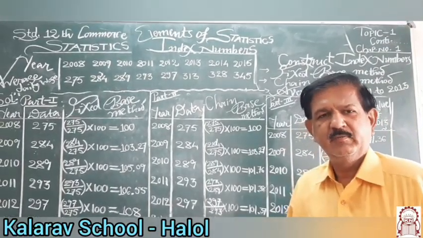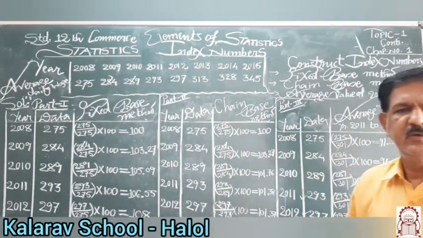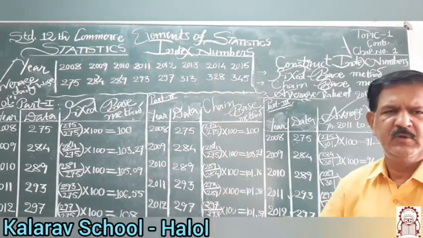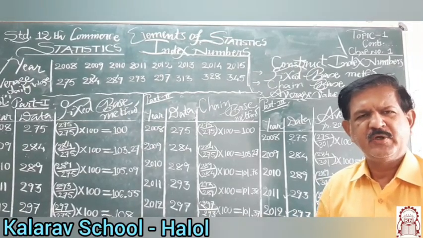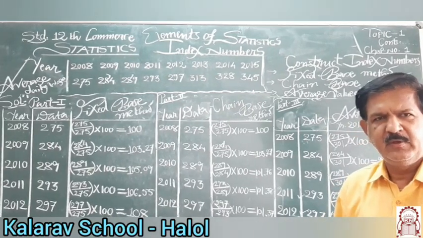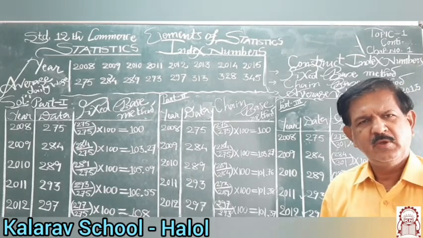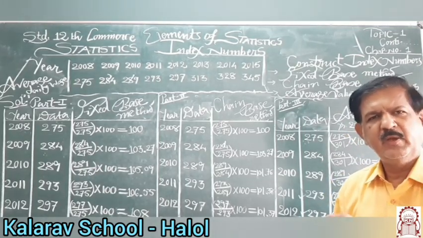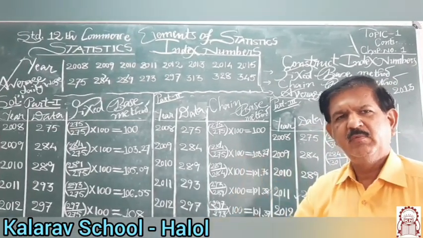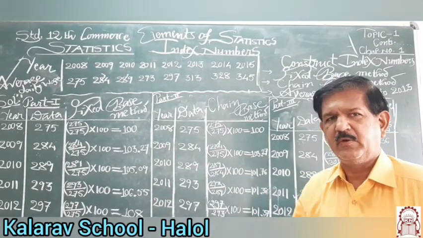Good morning, everybody. We are going to see chapter number 1, topic 1, continued. Last time we have seen the introduction part of this chapter. There are two methods for constructing index numbers: fixed base method and chain base method. In the fixed base method, in the numerator is the current year value and in the denominator is the value of the base year. While in the chain base method, the numerator is the current year value and the denominator is the value of the previous year.